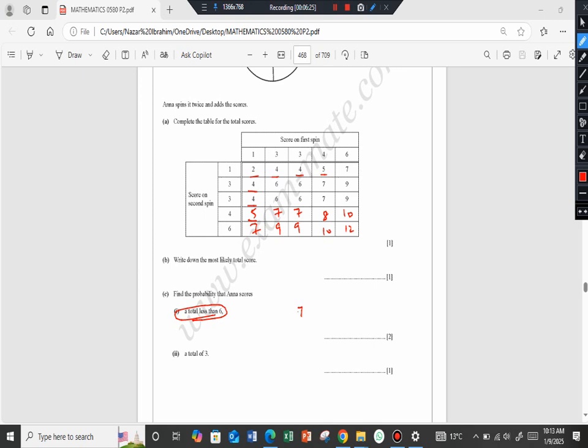So 7 are the favorable outcomes, and the total outcomes are: one row has 5, so 5 rows, 5 times 5 is 25. So 7 upon 25 is the probability for a total less than 6. A total of 3: we have no total of 3, so the probability of a total of 3 is 0. Clear? Okay, let's move further.